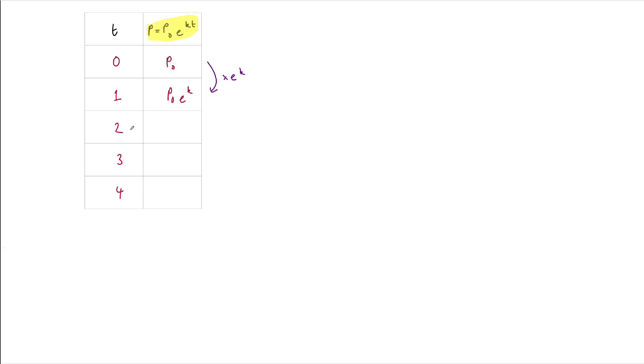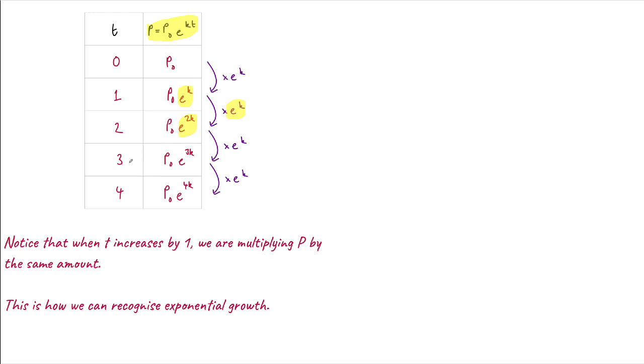Again, if I substitute in t equals 2, I'll end up with this, which again effectively is multiplying again by the same quantity, e to the k. If you multiply e to the k by e to the k, you get e to the 2k. And this pattern continues. To get the next row in the table, I simply multiply by e to the k each time. So note that as t increases by 1, we're multiplying p by the same amount each time. Specifically, we're multiplying by e to the k. So this is how we recognise exponential growth.